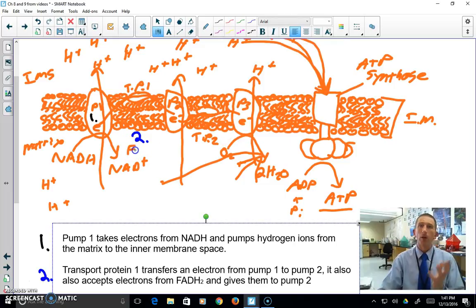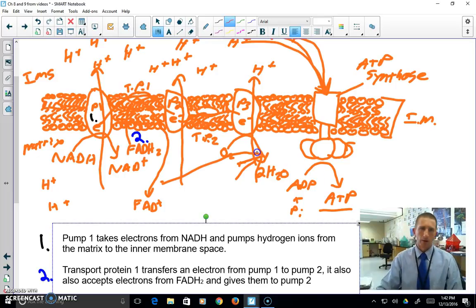So we have our other full basket, FADH2, right? And that doesn't go to pump 1, it's a different basket, it's a different molecule. So FADH2 can only drop off its electrons at transport protein 1. Then it drops off its electrons and turns into an empty basket, FAD+, just like that. There, now our drawing is complete. Hopefully I didn't forget anything else.